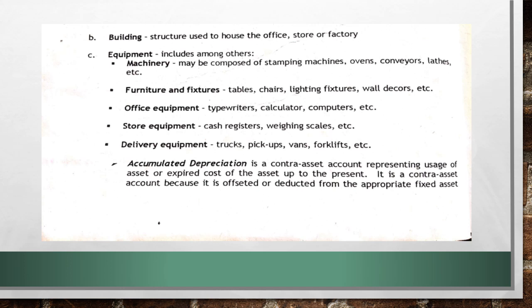So, since sabi natin kanina, building and equipment are subject to depreciation, we have what we call the accumulated depreciation. So, that is a contra asset account, representing usage of asset or expired cost of the asset up to the present.